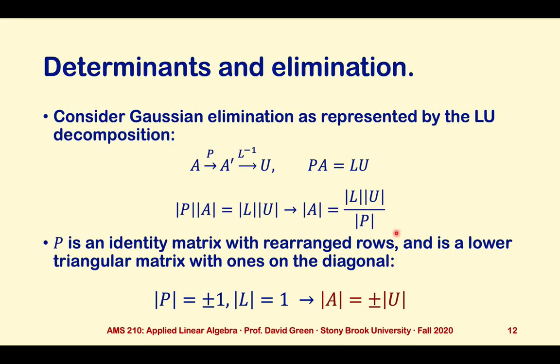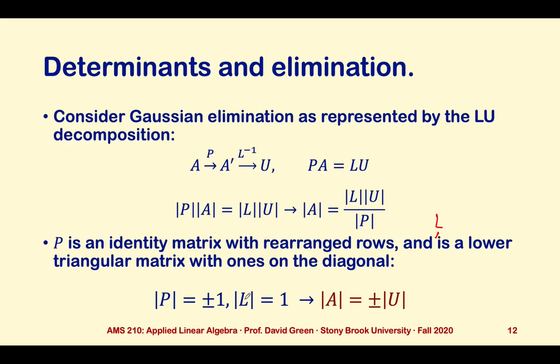Sorry, I'm missing an L in here. L is a lower triangular matrix with 1s on the diagonal. Remember that the determinant of a triangular matrix is just the product of the diagonal entries. If all of the diagonal entries are 1, then the determinant of L must be 1.